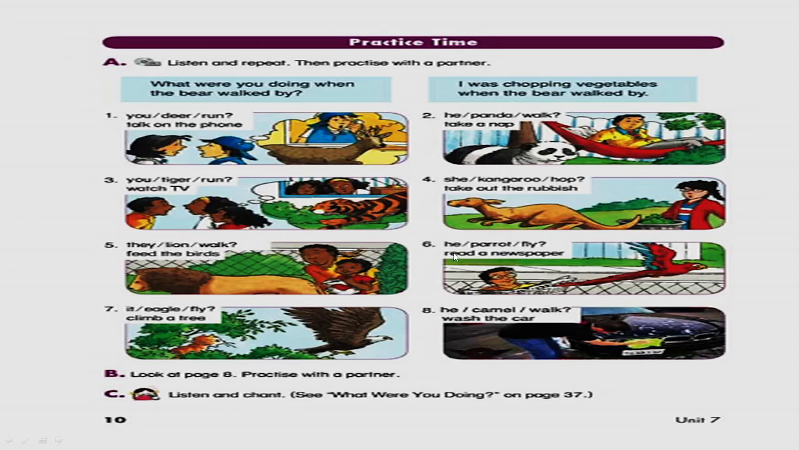What was he doing when the parrot flew by? He was reading a newspaper. What was it doing when the eagle flew by? It was climbing a tree. Talking about the cat. What was he doing when the camel walked by? He was washing the car, as you see in the pictures.